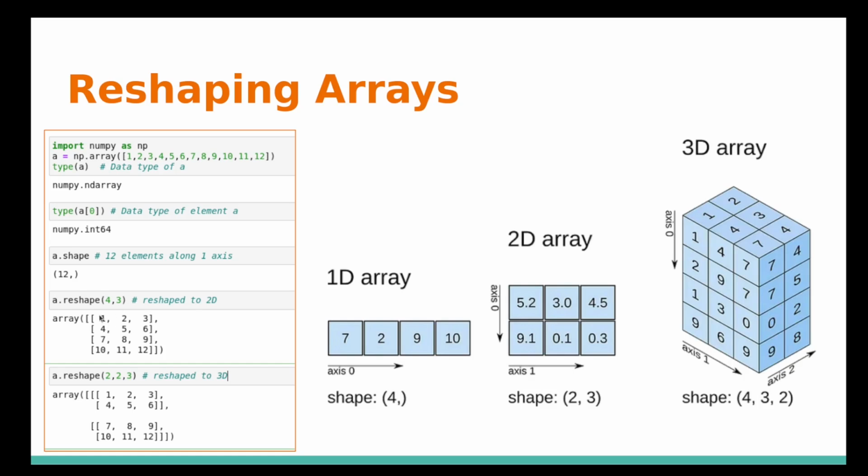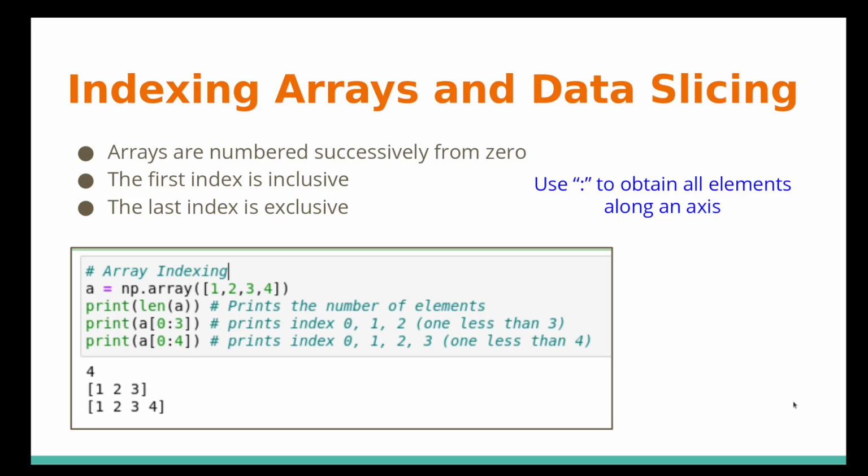And I end up getting a matrix of 4 rows and 3 columns, which is where I've reshaped it from a 1D to a 2D. Similarly, I can reshape it as (2, 2, 3), which basically gives me a 3D array. So the first element of the shape is your axis 0. The second element of your shape is your axis 1. And then the third element of your shape is axis 2. How many elements are along that axis 2?